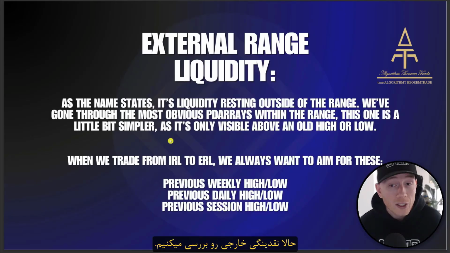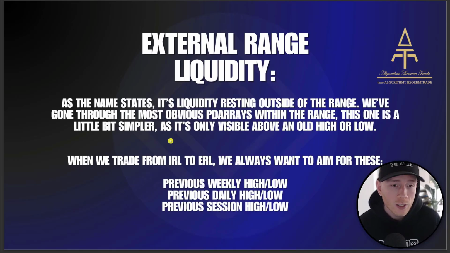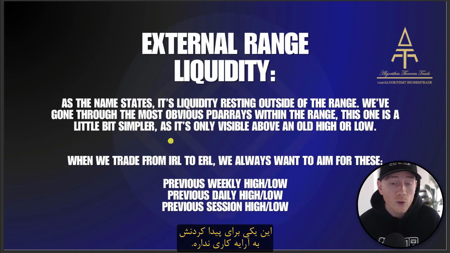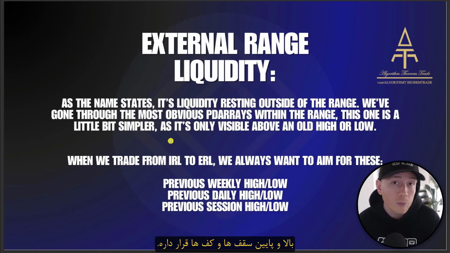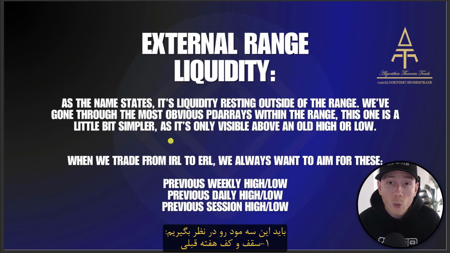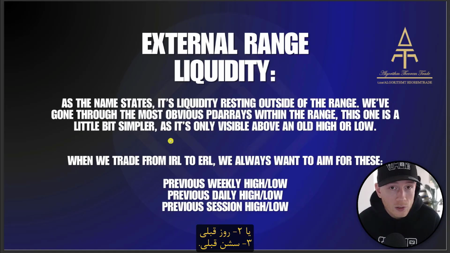So now let's go to external range liquidity, or ERL, as you mostly see on the charts. As the name states, it's liquidity resting outside of the range. We've gone through the most obvious PD arrays within the range, and this one is quite simple because it's always above an old high or below an old low. Now, when we trade from internal range liquidity to external range liquidity, we always want to aim for these three things. We want to aim for the previous weekly high and low. We want to aim for daily highs and lows or previous session highs and lows.